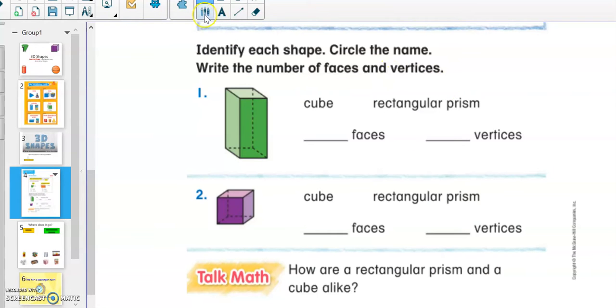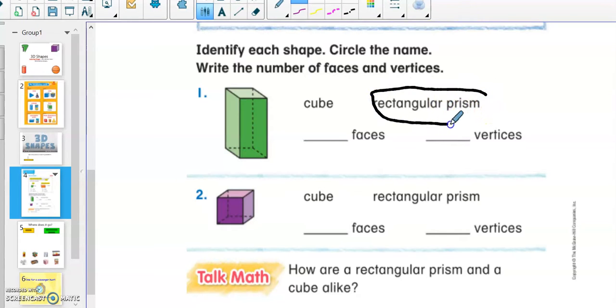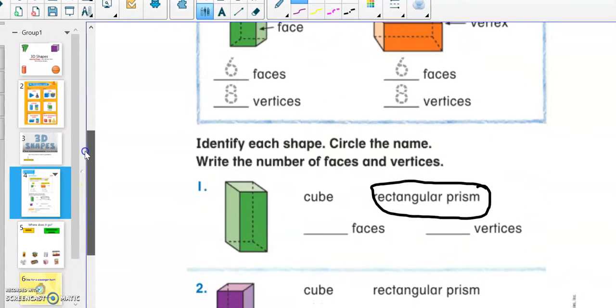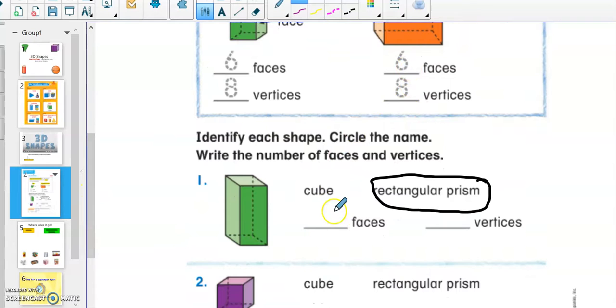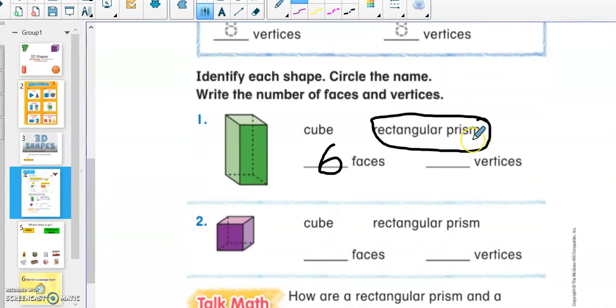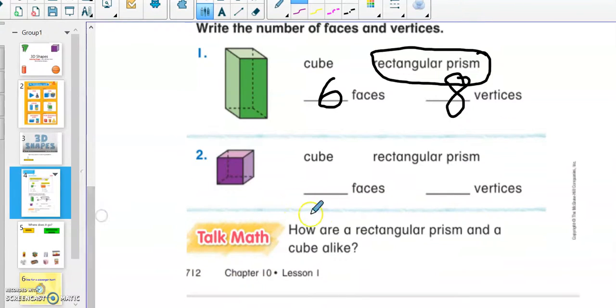Identify each shape and then circle the name of the shape and write the number of faces and vertices. So this shape right here, is this a cube or rectangular prism? It is a rectangular prism. How many faces does a rectangular prism have? Right? We see up here, it has 6. We can count them again too if you need to. 6. And how many vertices does it have? It has 8 vertices. Let's see if I can write the 8 there.